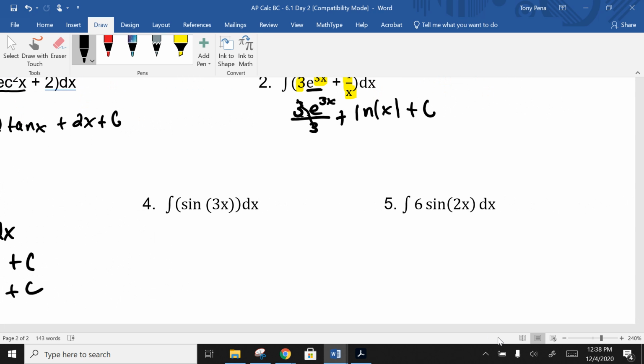Okay, 4. We know it's a cosine. We just want to know, is it positive or negative? So you're thinking, what do we take the derivative of to get a positive sine? That should be a negative cosine. And then now that we're doing an antiderivative, we no longer multiply by that 3. We have to divide by that 3. And then plus c.